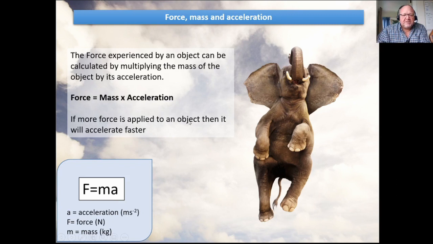Anyways, if more force is applied to an object, then it will accelerate faster. So if this goes up, this will also go up. Now remember, we can put that into our triangle. Mass and acceleration are at the bottom and force is at the top. This is actually Newton's second law. The bigger the mass, the bigger the force. The bigger the acceleration, the bigger the force.